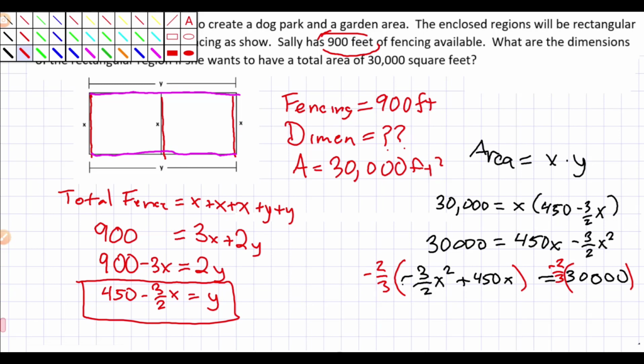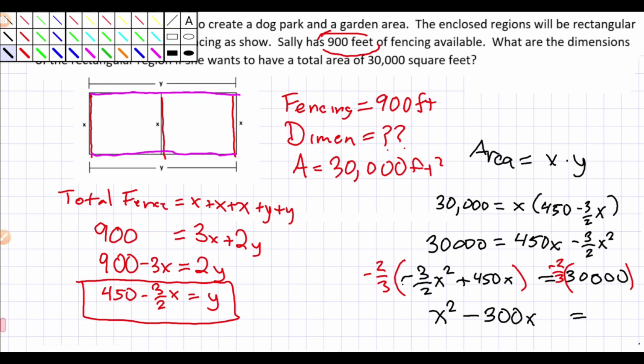Now, why am I multiplying by negative 2/3? Well, that will help me cancel out my negative 3/2 here. So when you look at this, let's rewrite this. What is negative 2/3 times negative 3/2 x squared? Well, that's just going to be 1x squared. So just x squared. When I multiply negative 2/3 times 450x, well, that's going to be a negative. And now I can do this kind of mentally in my head right now. So what's 450 divided by 3? Well, that's 150. What's 150 times 2? That's 300. So this is going to be negative 300x.